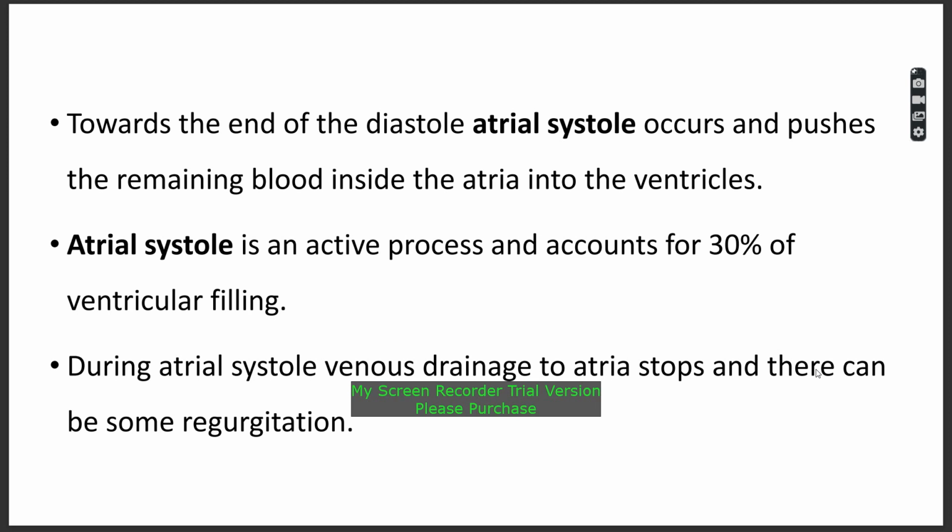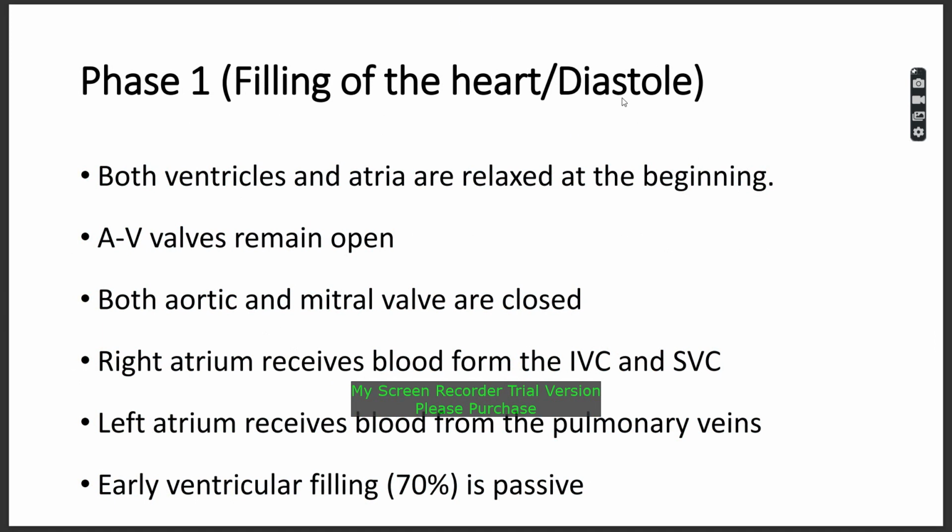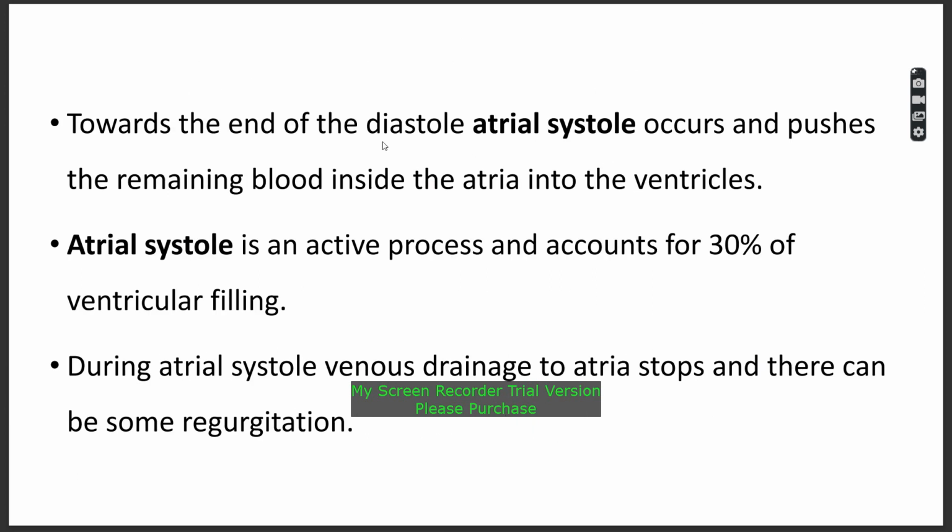What this means is that we remember the name of the phase is diastole, right? So we are referring to the ventricles here. The ventricles are in diastole, but at the end of diastole we find atrial systole occurring, and the 30% of blood is pumped actively into the ventricles. So during atrial systole, venous drainage to the atria stops, and there can be some regurgitation.